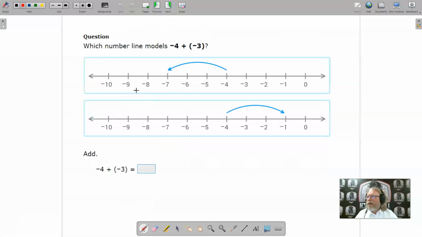On the next one, which number line models -4 plus -3? So let's start at -4. Well, they both start at -4, so we're good to go on that part. And whenever we add a negative number, we have to go to the left, correct? Well, the first one here does go to the left, back here to -7. So that's the correct one. This one here is adding a +3, not a -3, so we don't want to use the second one. And we see that -4 plus a -3, going back to the left, is going to land us at -7.